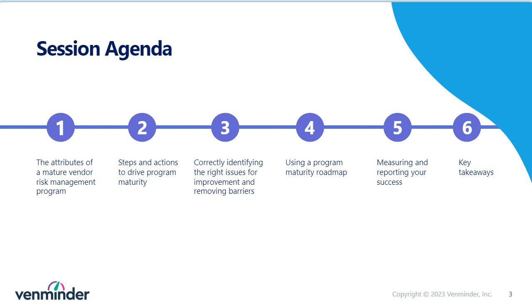Welcome, everyone, to today's webinar on your third-party risk management program maturity. We are going to start out today by looking at the attributes of a mature vendor risk management program, what they are, and what steps and actions we can take to drive that maturity. We're also going to examine how to correctly identify the right issues to improve and overcome challenges and barriers to do that. We're going to talk about using a program maturity roadmap and measuring and reporting your success. And then we'll wrap up with some key takeaways. So let's just jump on in.